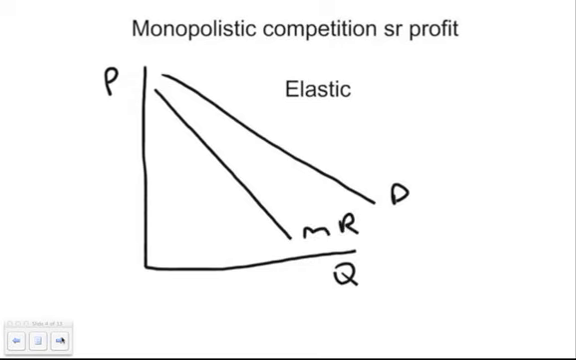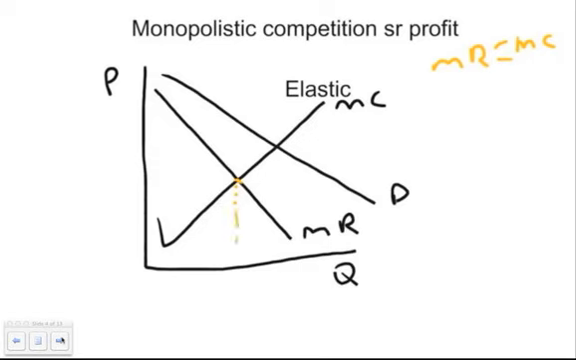And then you can draw in your marginal cost curve. And the output, again, is where MR equals MC. So we can find that point. There's my quantity. And for my price, the demand is equal to my price still. So go up to the demand curve and over for the price.